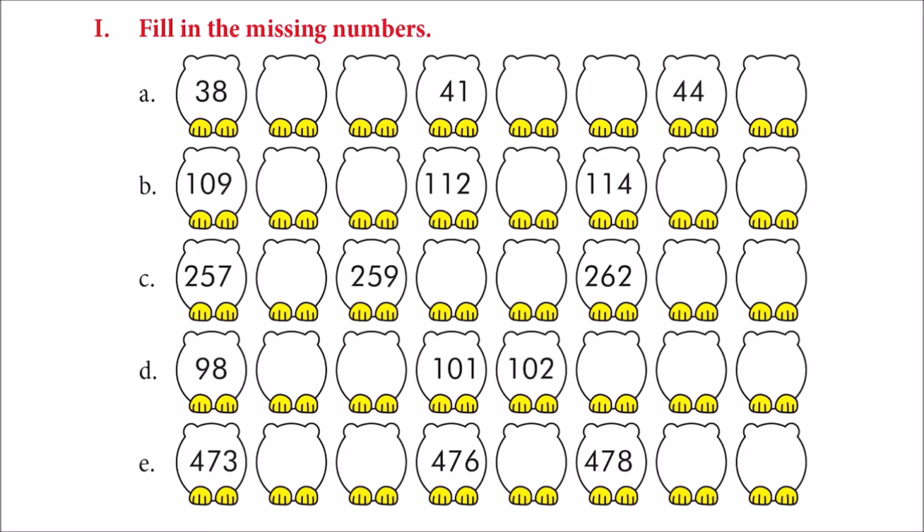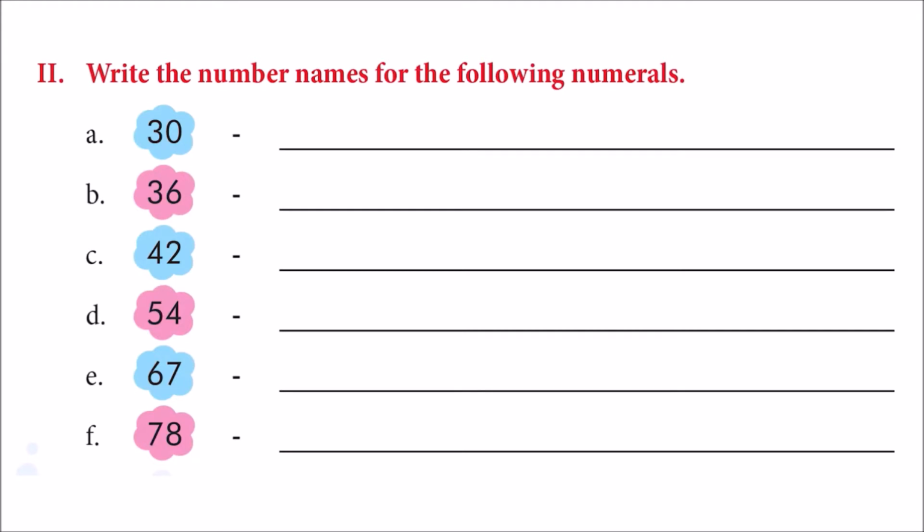The first exercise is for you to fill in the missing numbers, which is very easy. The first exercise, you have to fill in the numbers after 38. Yes, 39, then comes 40, then comes 41, all right. So I'm sure you know that by now. So can you try and finish those exercises from A to E?